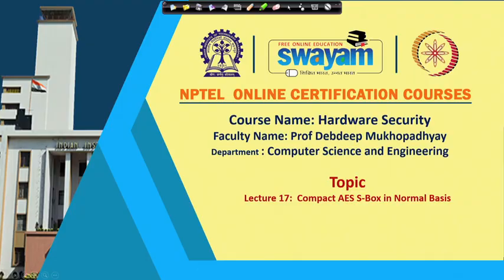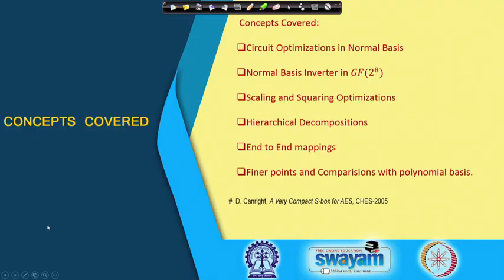So, we shall continue our study on the hardware security class. We shall be continuing our pursuit to find an efficient and compact AES SBox. In particular, in the last class we were talking about polynomial basis representation. So, we shall be continuing to look into the normal basis domain, trying to see whether in the normal basis domain we have more opportunities for optimization.